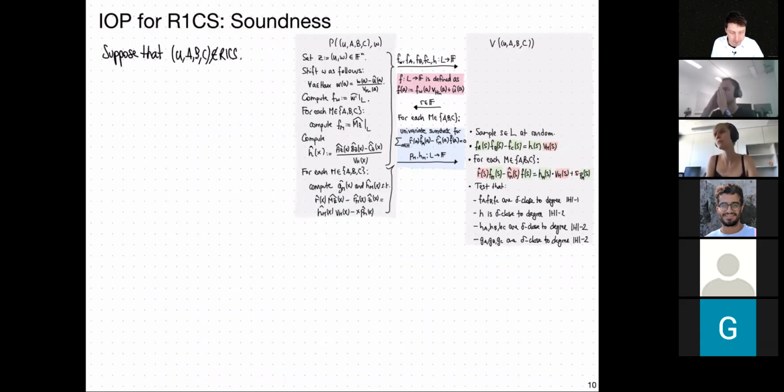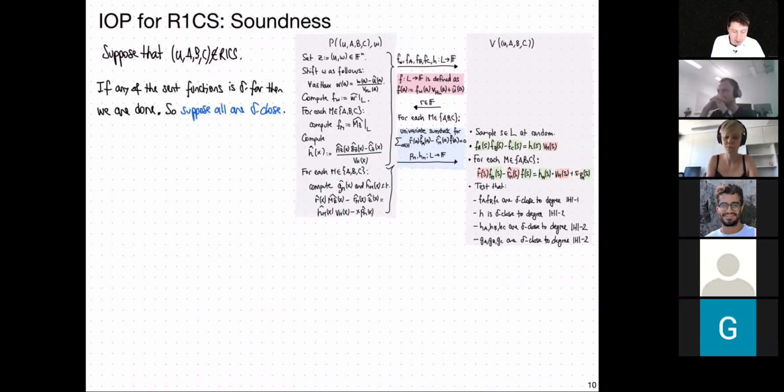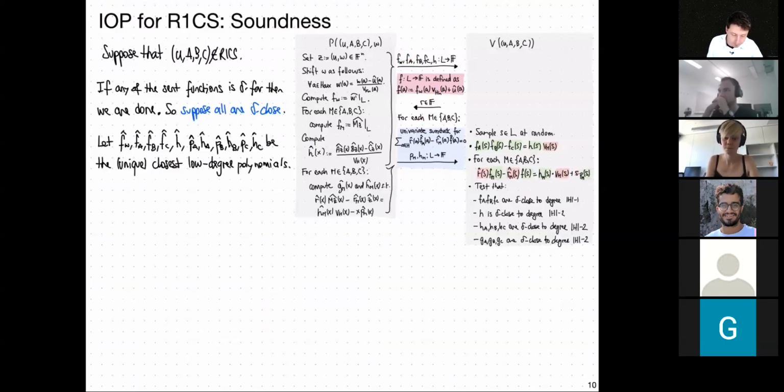Let's talk about soundness. Suppose that the instance that we're given is not satisfiable. It's not in the language. So first, regardless of that, if the prover sends any function that is delta far from the respective degree, then we're done, right? Because the Fry protocol will catch it with decent probability. So suppose that anything that is sent is delta close to some polynomial. Let's give names to all these polynomials. Basically, take the function, put a hat over it. That just means the closest polynomial that is delta close, right?